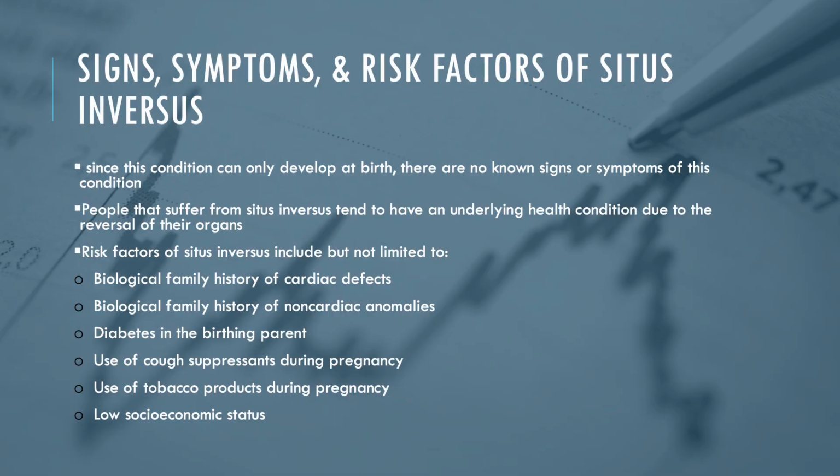Signs, symptoms, and risk factors. Okay, so you won't typically have any signs or symptoms because you can only get this through a rare genetic mutation or by birth. But people that suffer from situs inversus can also have underlying health conditions. And some of the risk factors of those include biological family history of cardiac defects, diabetes in the birthing parent, use of tobacco products during pregnancy.